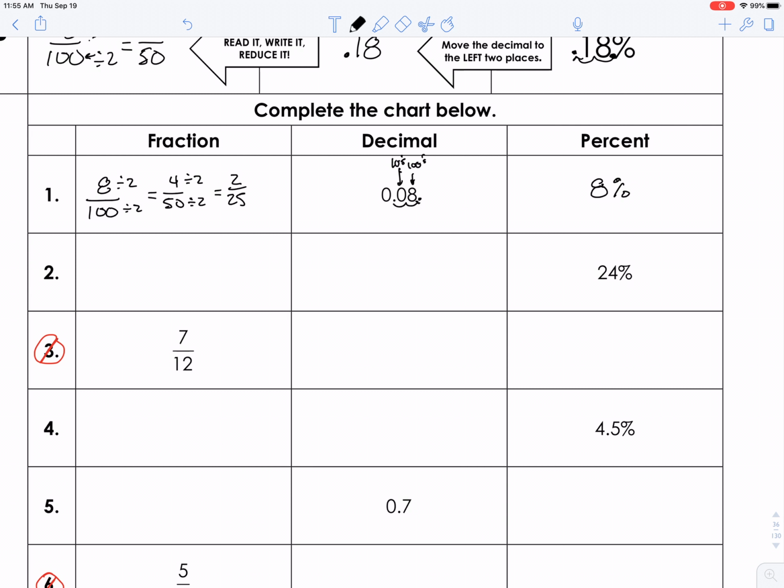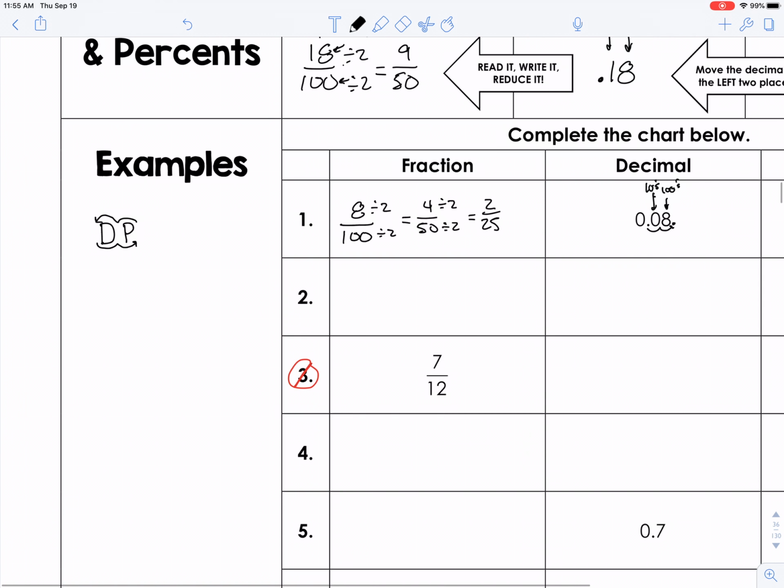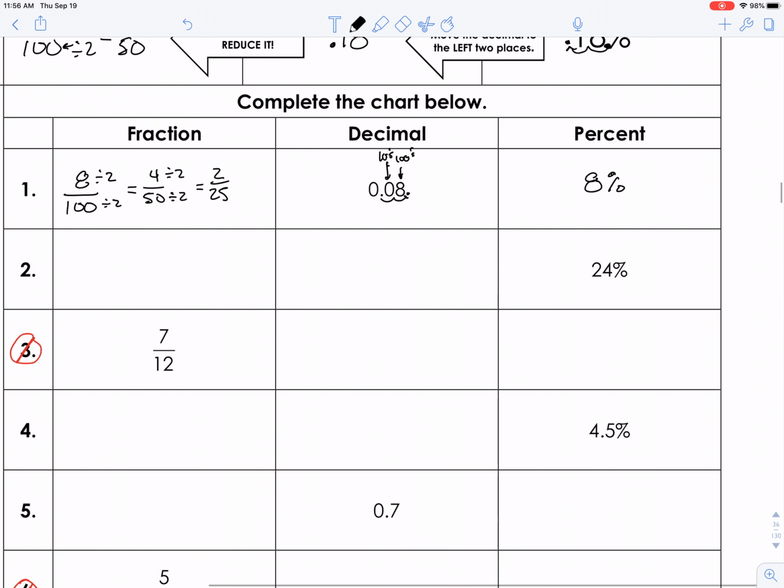Okay, let's move on to the next example here. We've got 24% over there. Remember, if we're going from percent to decimal, we're going this way, right, on this one? So I need to go left from percent to decimal. I need to go left 2 places. So I'm going to end up with 0.24.